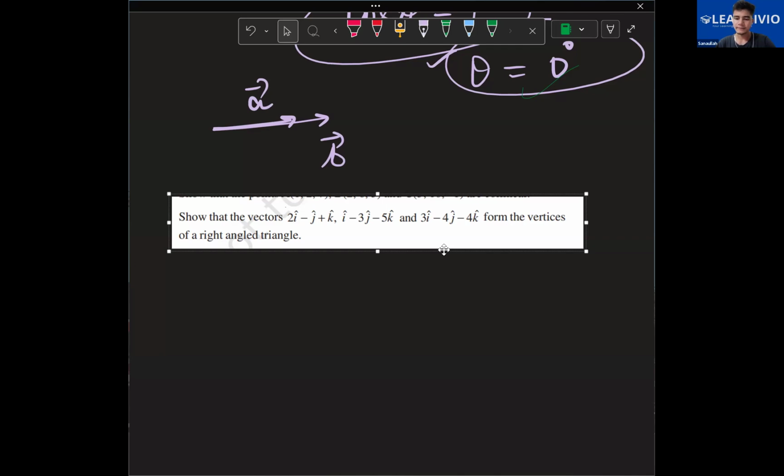अच्छा, कैसे किया आपने? How did you solve this question? Sir, first we found the vectors and then the dot product.